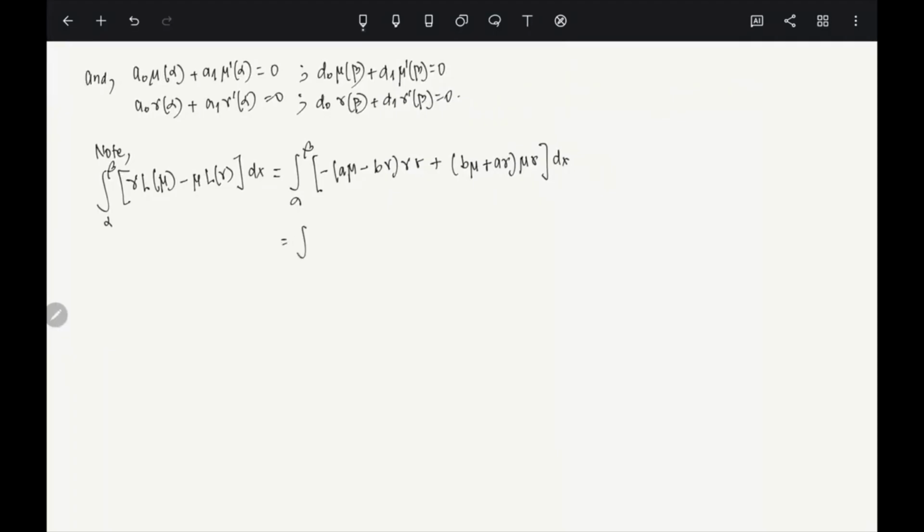Now, if we just compute it, it is integral from alpha to beta. You see, basically the a mu and a gamma parts are gone, right? So we are left with b times gamma square plus mu square, r dx. This is what we have. Now, if you just calculate it, it is basically nothing but p of x times gamma mu prime minus mu gamma prime, from alpha to beta. Is it okay? And that is going to be 0.